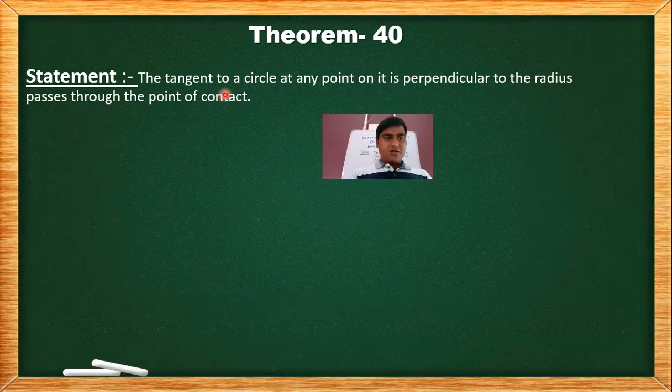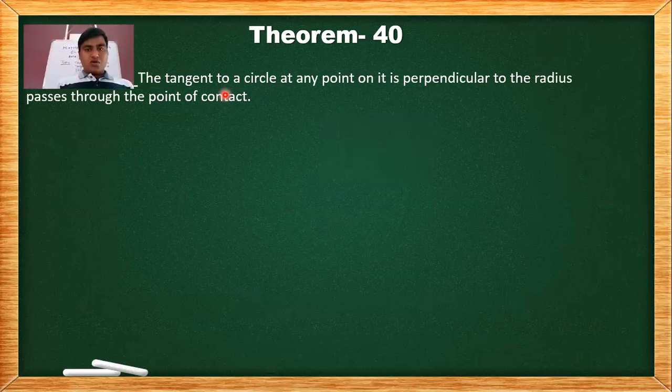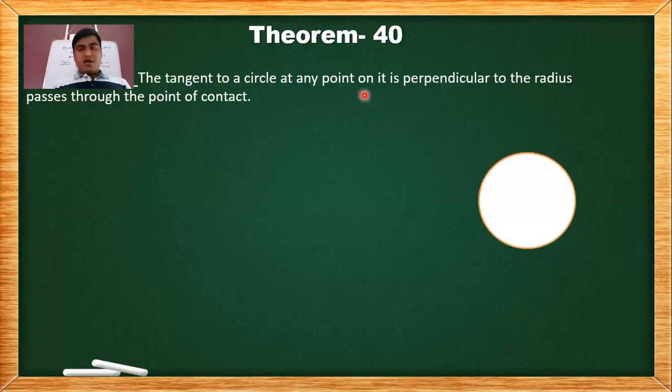At first we draw the figure of the theorem. First we draw a circle and a radius of the circle. This is the radius of the circle. This is the point O, and this is the radius, and at this point we draw a tangent. This point is P, and at the point P we draw a tangent. This is the tangent AB.